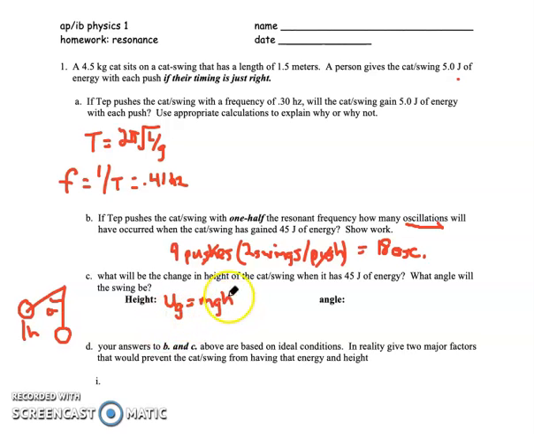Okay, so h is what we're looking for here. So we put in 45 joules, put in the mass of the cat, 4.5, times 9.8. Solve for h, and I believe you get 1.02 meters. I know the answer key says 1.05.